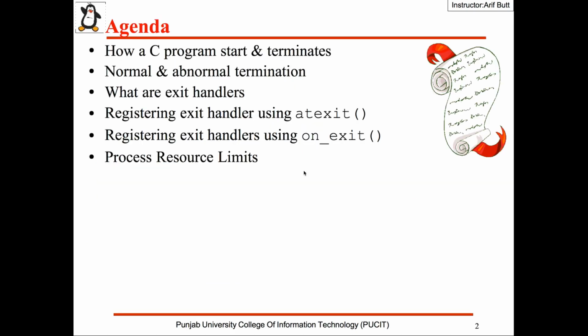Well, today we are going to see how a C program starts and how it terminates. We'll talk about normal and abnormal termination. We'll talk about the exit handlers and registering the exit handlers using atexit and on_exit calls. And finally, we will talk about process resource limits.